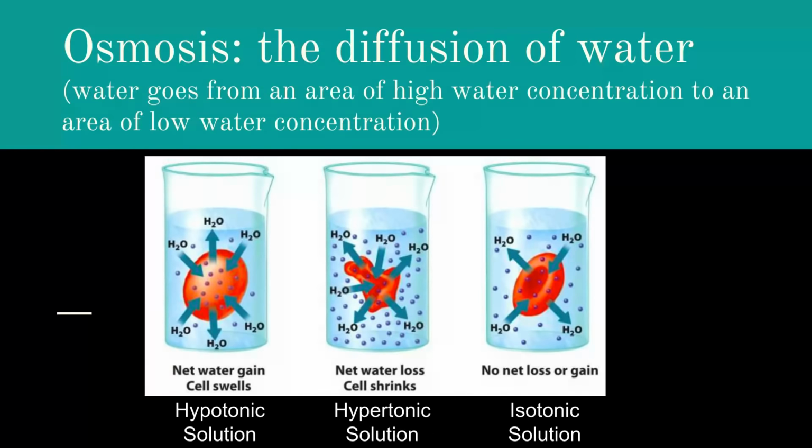For hypertonic solutions, there's a higher amount of solute in the solution, which means there's a lower amount of water. Water is going to rush out of the cell, causing it to shrivel up. The isotonic solution is the easy example because everything's balanced, the water moves equally in both directions, and the cell is happy and stays the same.